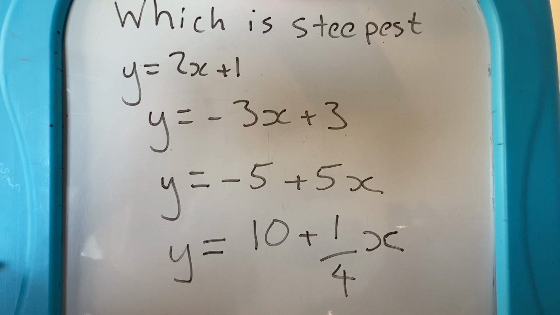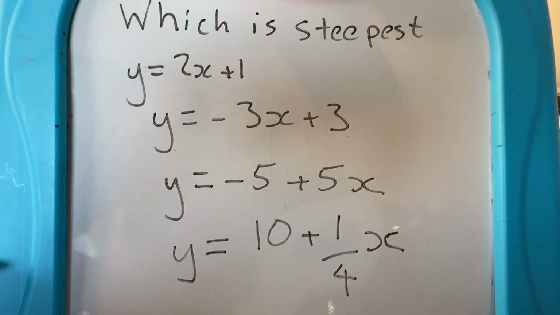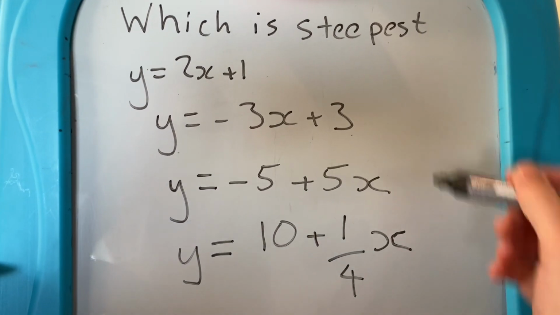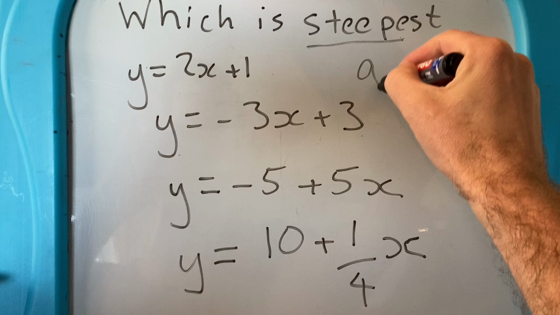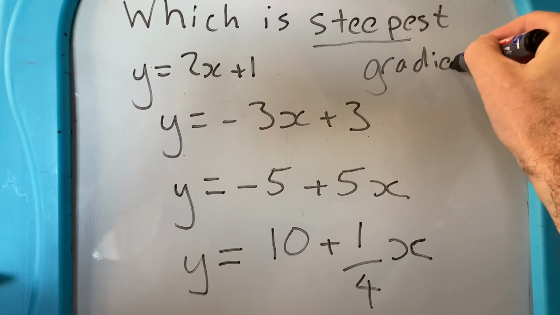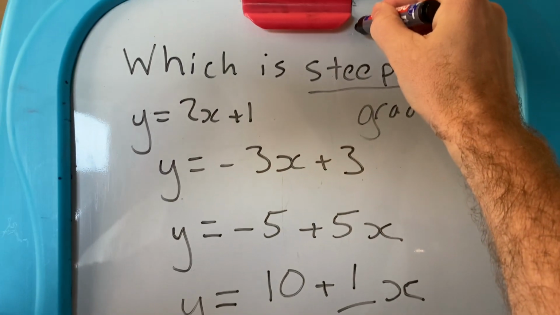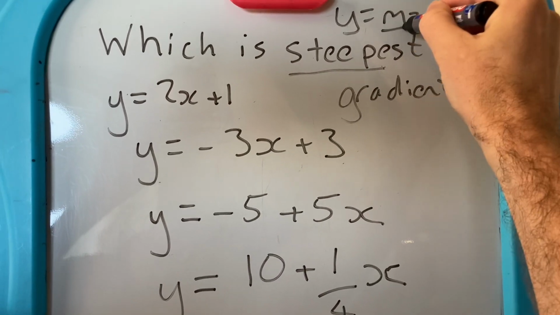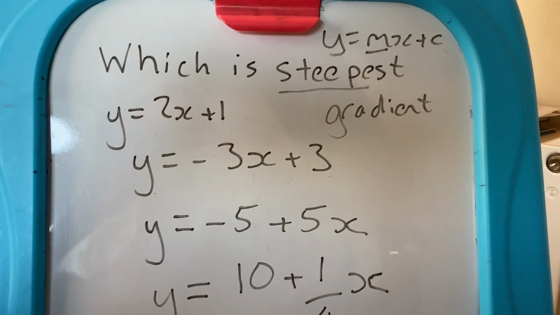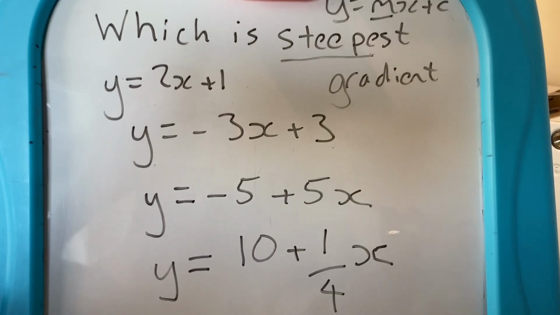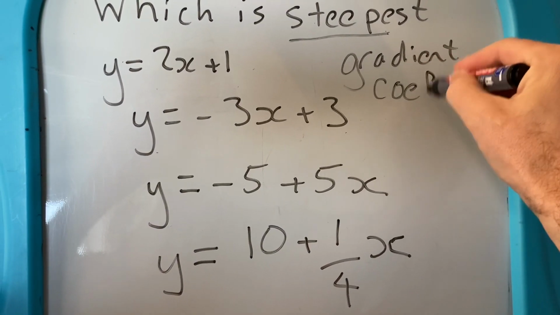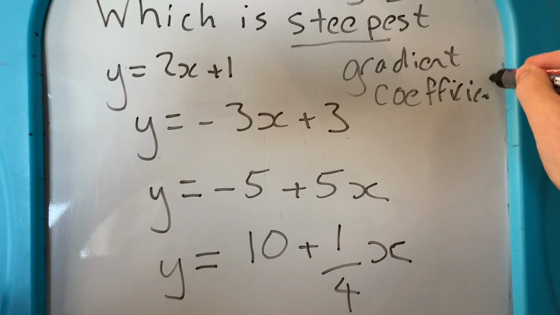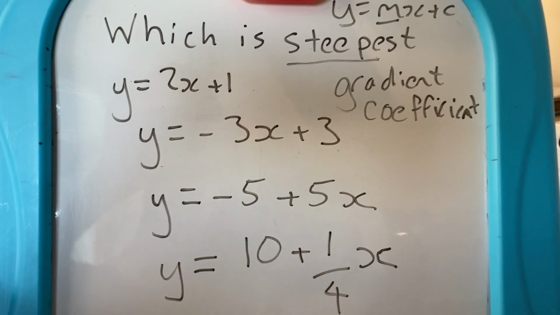We're doing a question about some straight lines and talking about the gradient to find out which is the steepest. So if you know the formula y equal to mx plus c, we're looking at that value m, the coefficient of the x. That's the key word here. The number in front of the x value.